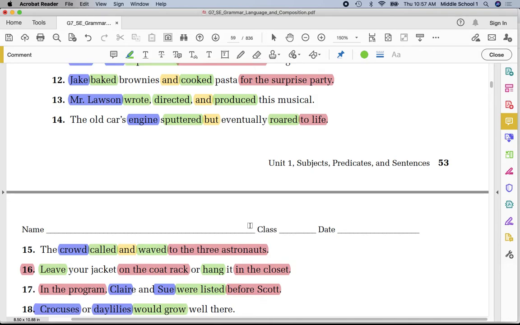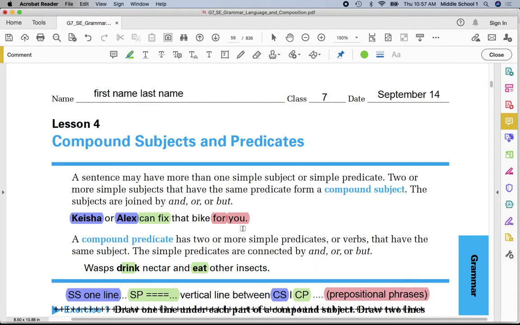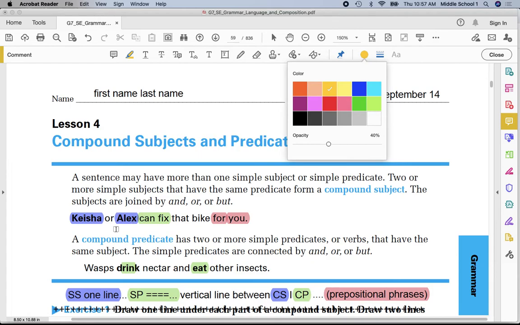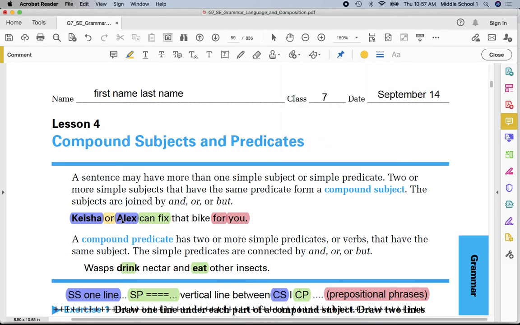My takeaway from today is that sometimes subjects and predicates can be compound, which means there can be more than one. I want to look carefully and I want to identify those by making certain I pick out each one. The conjunction which is in between them is a clue that there's probably going to be more than one.